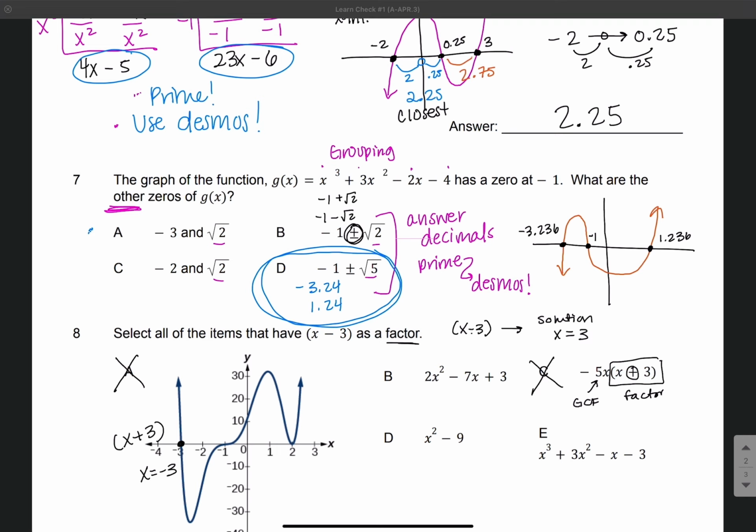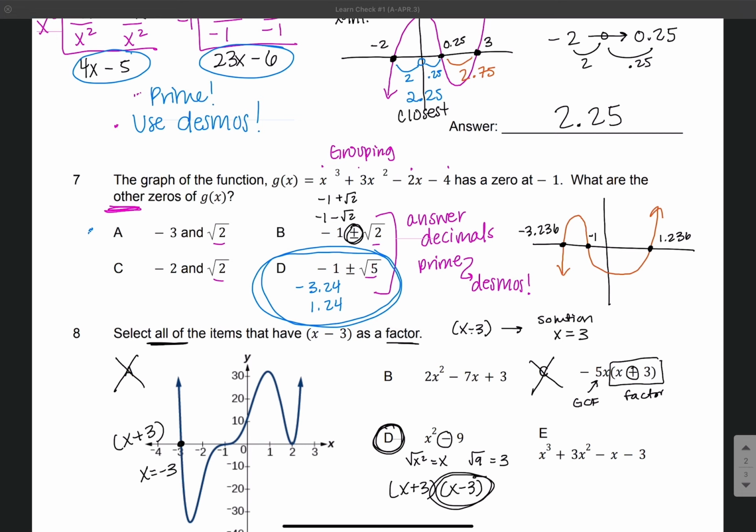Okay, I'm going to go to D next because that's the easiest to factor. I can see that this is the difference of two perfect squares. So I know square root of x squared is x. Square root of 9 is 3. So I'm going to have x plus 3 and x minus 3. Oh, look. This one has an x minus 3. So I know that D has to be one of my answers. It says select all of the items. That means we could have multiple answers.